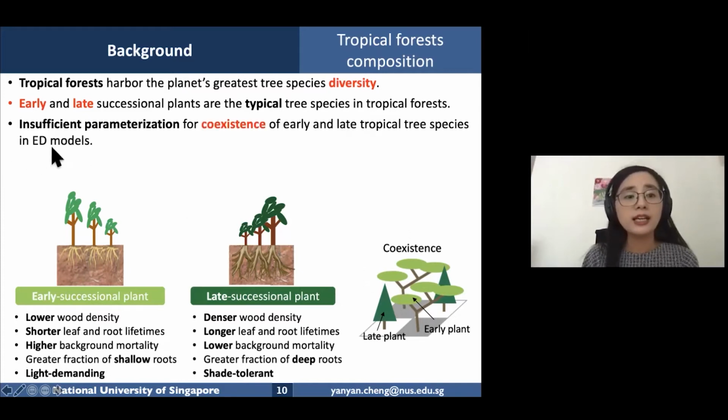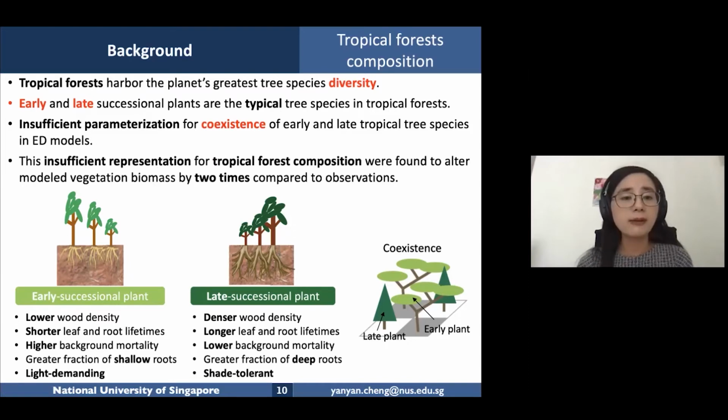But currently the advanced ED models don't have sufficient parameterization for this kind of coexistence of these typical tropical tree species. And this will have some outcomes. For example, this insufficient representation of the composition of tropical forests has been reported to alter the modeled vegetation biomass by 2 times compared to the observations. So it's very important for us to improve this representation of the tropical forest composition in the model.